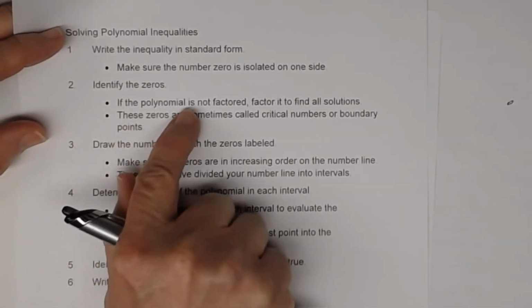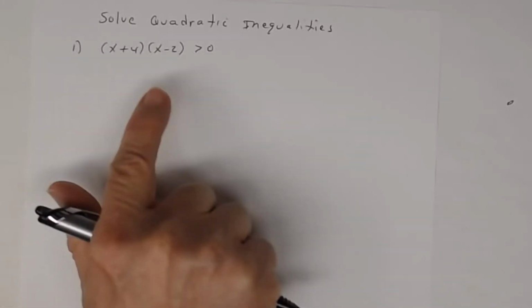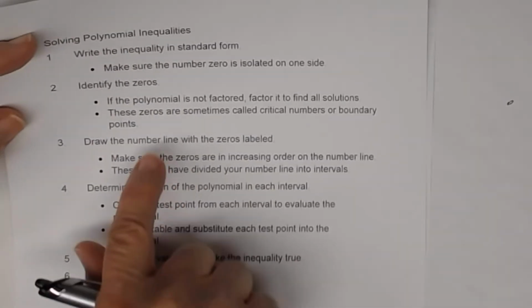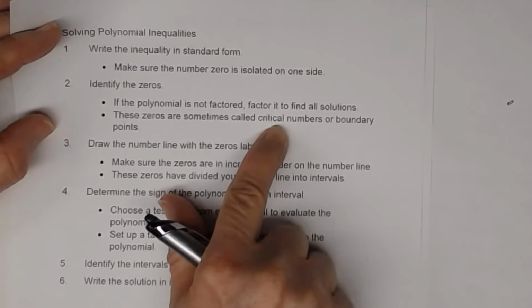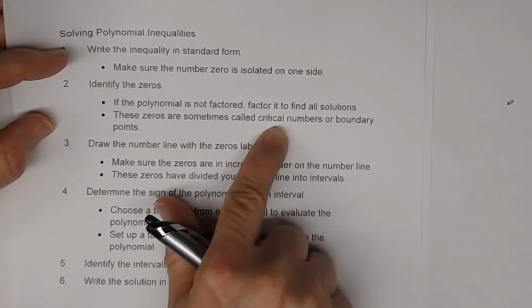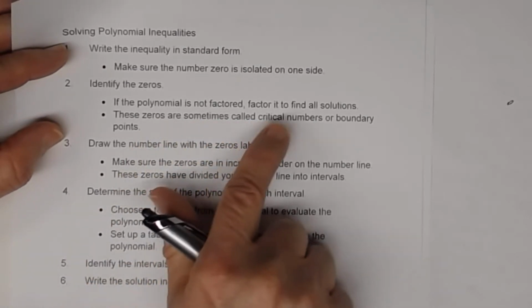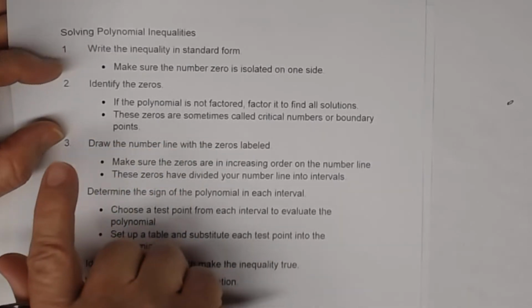So you want to identify your zeros. If the polynomial is not factored, you factor it to find all solutions. This polynomial is already factored. It's already in factored form. These zeros are sometimes called critical numbers or boundary points. Depending on the textbook, depending on the lesson, sometimes they'll call them zeros. Sometimes they'll call them critical numbers. Sometimes you'll hear the word boundary points.